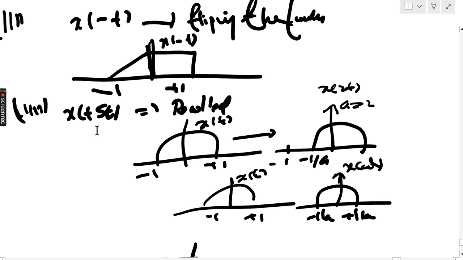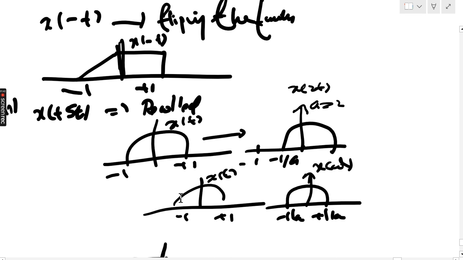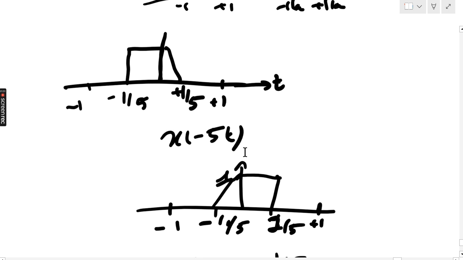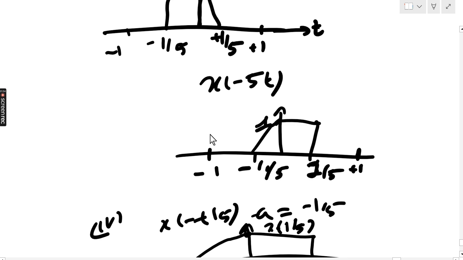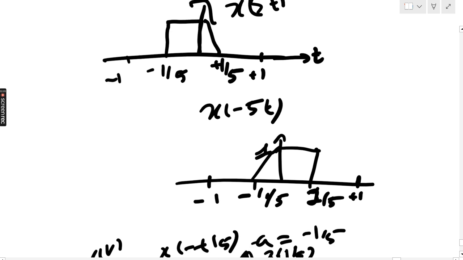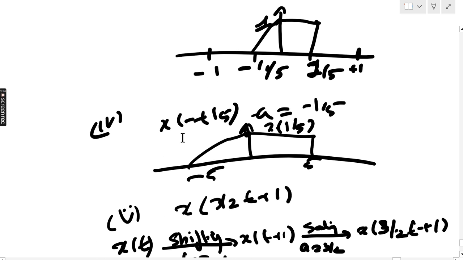Third is scaling by t. Recollect this one. This is the thing, so they are taken like this. So phi t will be like this. So phi t, and this is x of minus phi t. This is x of minus t by 5, a equal to 1 by 5. So we are taking x of equal to minus t by 5.